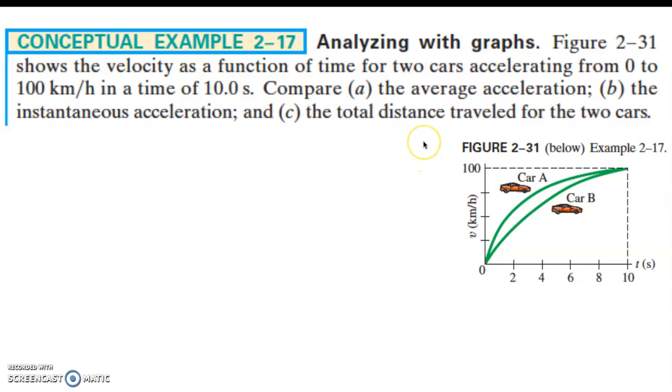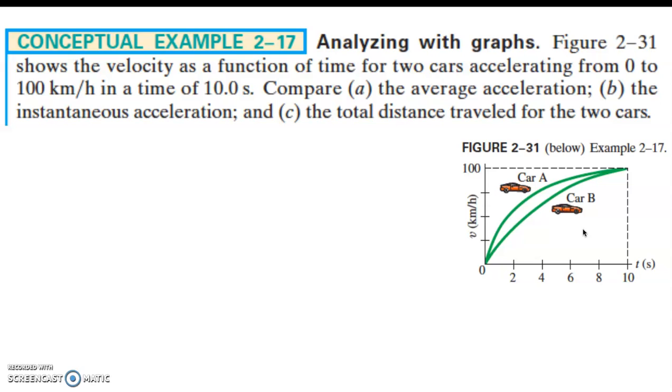But now, total distance traveled. If I have a velocity time graph, the total distance traveled would be the area under the curve. So I look at car B, all the area under this curve would be the total distance traveled. Car A would have all of B plus this area here, which means car A traveled more distance than car B.